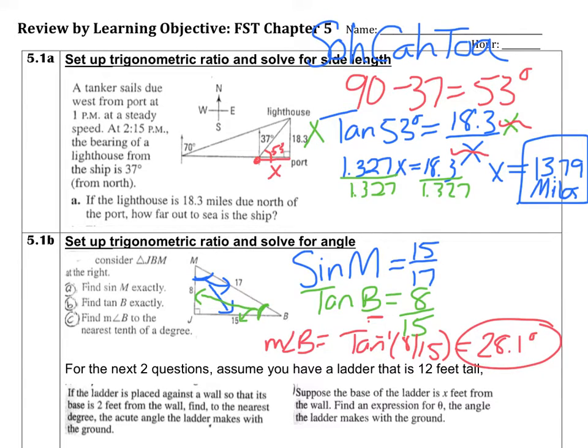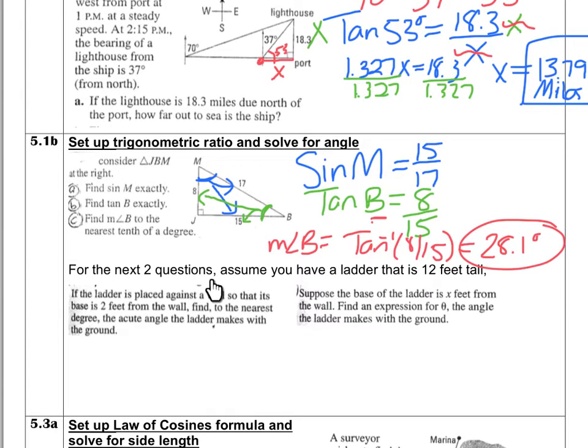Now remember, when do you hit the negative 1 button? Whenever the variable you need is embedded in the word sine or tan or cosine, that's when you do it. Otherwise, in an example back up here, you just hit the regular tan button because it's the tan of that number. For the next two questions it says, assume you have a ladder that is 12 feet tall.